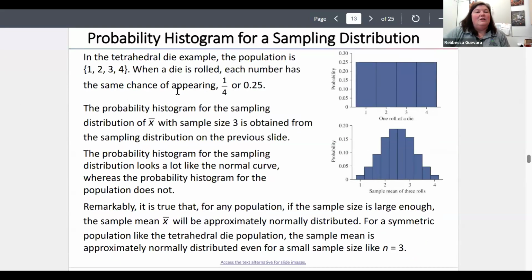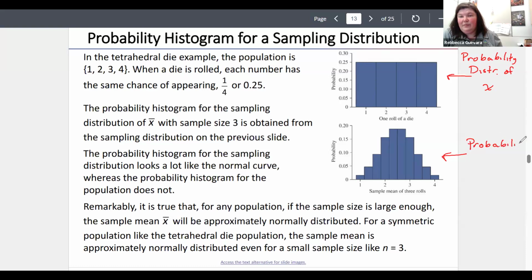Okay. So in the tetrahedral die example, like I said, the population is 1, 2, 3, 4, and when we roll the die they each have the same chance. So we would have a uniform distribution. These are still probability distributions. So this is my probability distribution of x, and this is my probability distribution of all those different means.